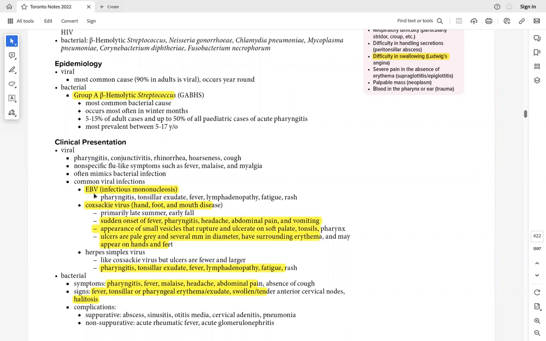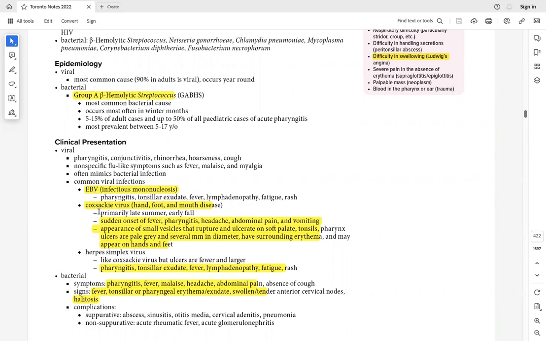What is the test for it? The diagnostic test is a heterophil test or monospot test. The treatment is just symptomatic. If they are coming and we are suspecting Epstein-Barr virus, we will just give them symptomatic treatment.